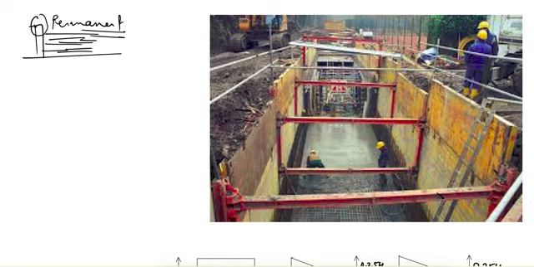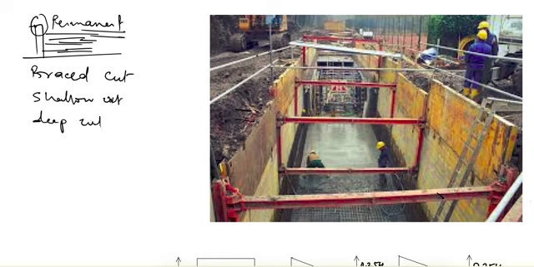So this is a braced type of cut, and there are two types of braced cut, that is shallow cut and deep cut. So shallow cut is less than 6 meter, deep cut is greater than 6 meter. So for shallow cut or for any cut we need to design these units. So for designing these we need to know what is going to be the force in them.